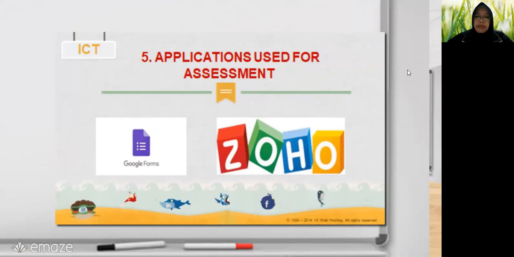For the student assessment, the teacher uses Google Forms application or Zoho application. The assessment is a reading text in the form of multiple choice. The topic of the reading text is a descriptive text. The teacher sends the Google Form or Zoho form for assessment through WhatsApp.